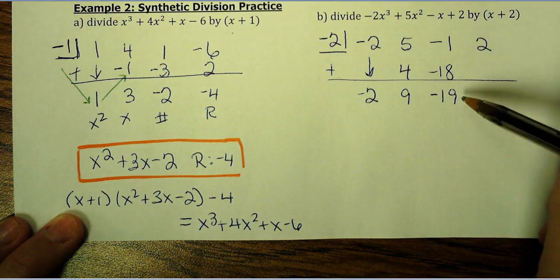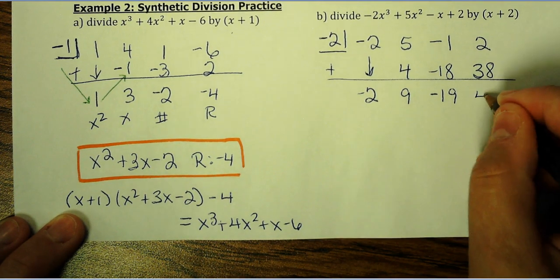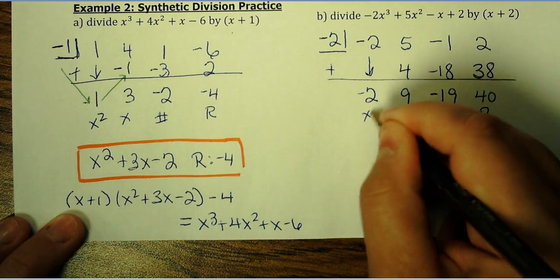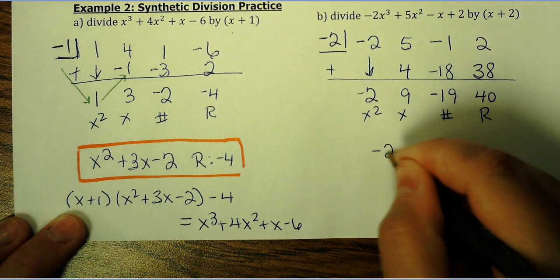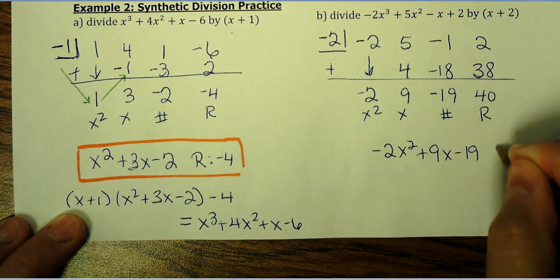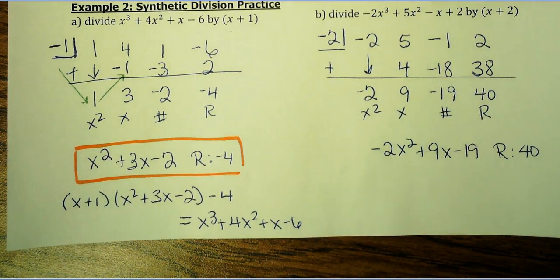Negative 2 times negative 19 is 38. 2 and 38 is 40. Remainder, plain number, x squared. So my answer here, negative 2x squared plus 9x minus 19 with a remainder of 40. This again, this is not a factor.